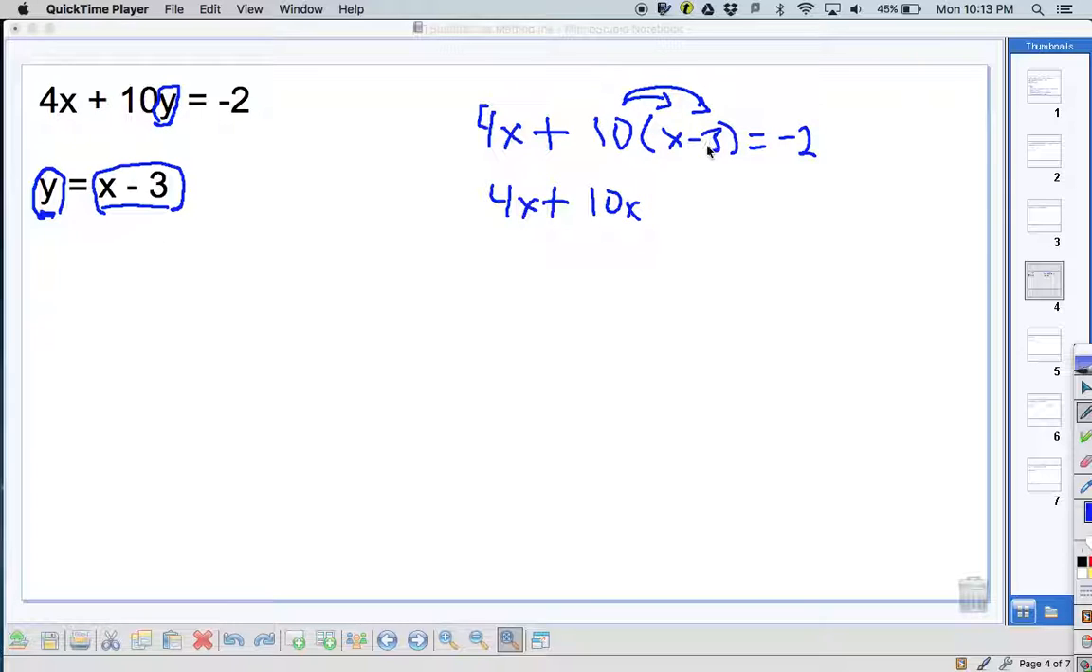We got 10 times a negative 3 is negative 30. So I'm going to write negative 30 equals negative 2. So I'm almost done, but I got a couple more steps to go.